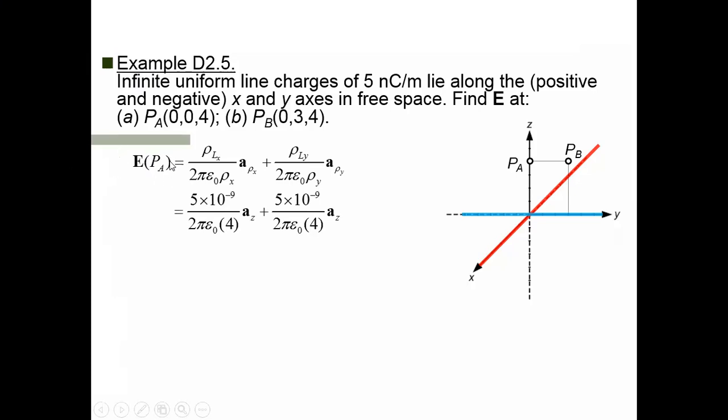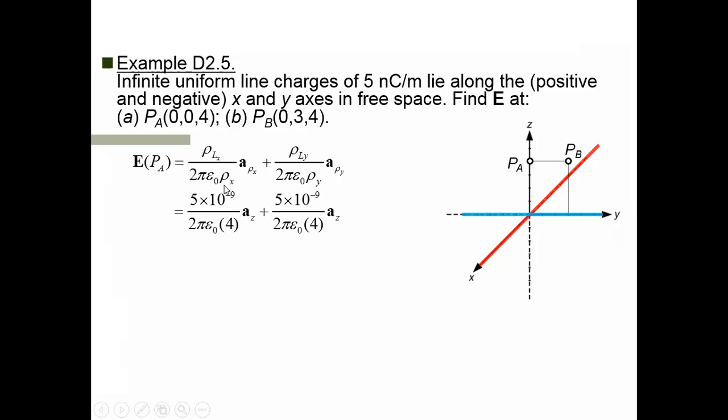So you see, electric field at the point A: rho L x. Why am I writing rho L x? Because if you see according to the given figure, this direction will have two components. One will be along this axis, and one will be along this axis. So I will write rho L x upon 2 pi epsilon naught rho, a rho x, which means we are talking about the x component, and here it will of course be the y component. But this formula we have already derived, so we are using it directly.